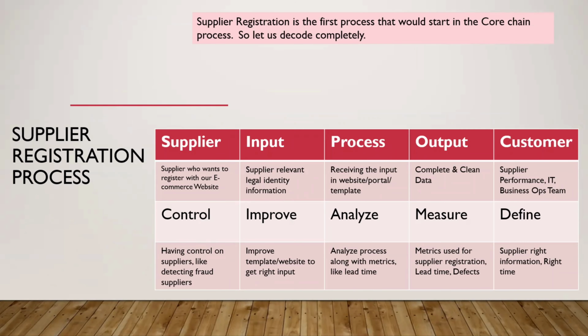So, for example, the supplier registration process. The supplier registration process is the first process that we should start with in the core chain process. So let us decode it completely. In the supplier registration process, a supplier who wants to register with our e-commerce website gives relevant legal identity information, all sorts of information about himself. We process that through a website, portal or template, and we get completely clean data, and our customer is the next adjacent process owner, the IT team or the data team.